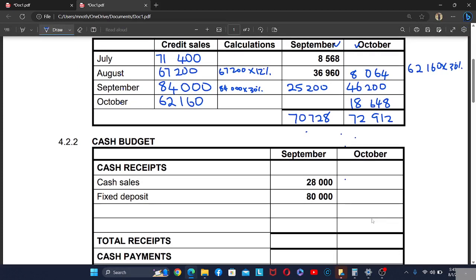Now we are moving to the cash budget because we are done with the debtors collection schedule. In the cash budget, we are going to have the receipts from debtors, which are coming from the debtors collection. So for September, it is 70,728, and then for October, it is 72,912. Okay. Now let's continue.